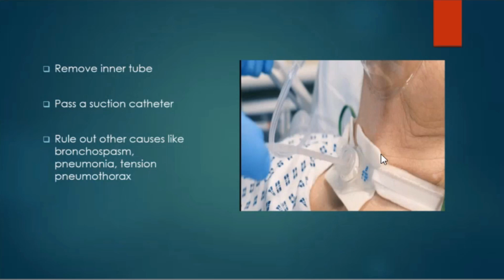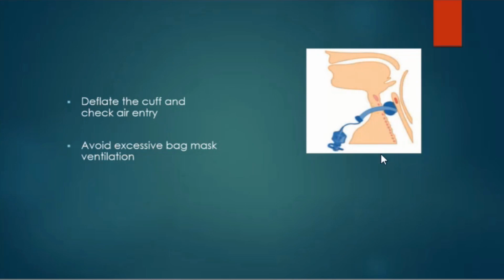If that does not help, then try passing a suction catheter through the tracheostomy tube. If the suction catheter passes easily through the tracheostomy tube, remove any mucus plug, clots, or debris present and see for improvement. If the suction catheter passes well but the patient is not improving, then you have to rule out other causes like severe bronchospasm, tension pneumothorax, pneumonia, or mucus plugs, which could have caused the condition. Now you have removed the inner tube, you have passed the suction catheter, but the suction catheter is not going. The next step will be to deflate the cuff.